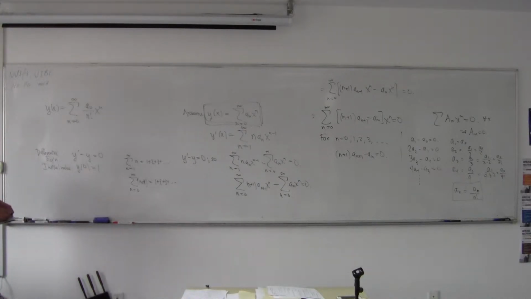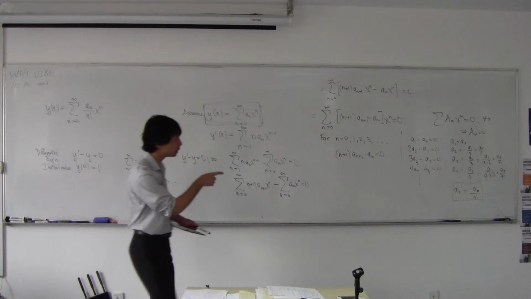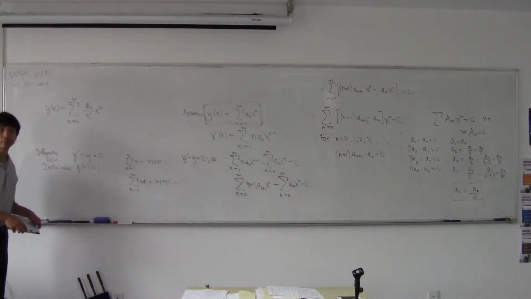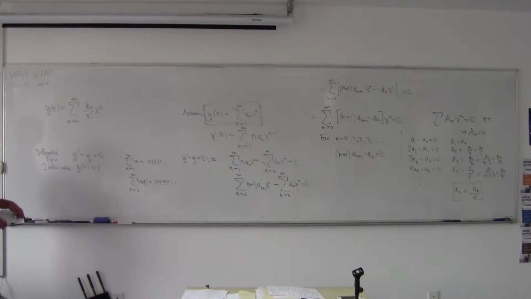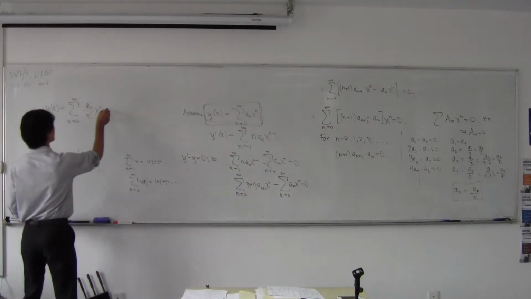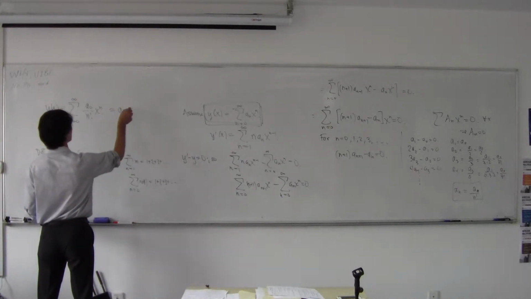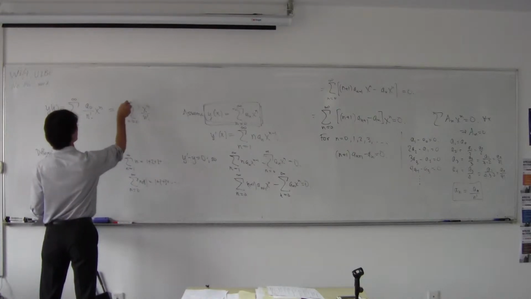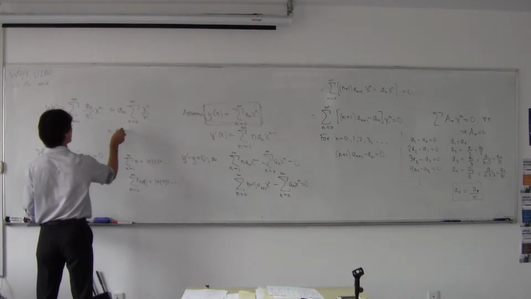Right? Because a sub n, what we just said was a sub n is a_0 over n factorial. And you see, it's e to the x, right? This is some constant times x to the n over n factorial. That's some constant times e to the x.